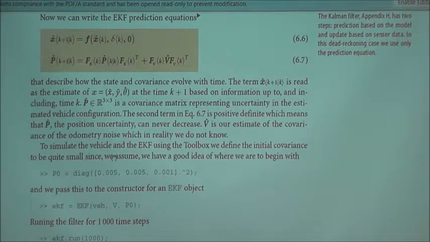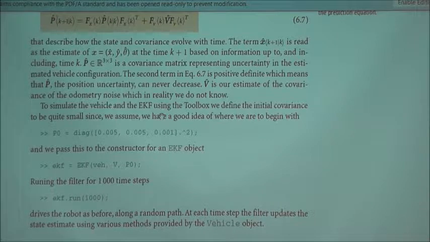To simulate the vehicle and the extended Kalman filter using the toolbox, we define the initial covariance matrix to be quite small, like this, since we assume we have a good idea of where we are to begin with. Okay, so that probably makes good sense. Because let's say you have a robot in a war zone and you want to send that into enemy territory. You know where you're going to release the robot and let it go. So that's the initial goal.